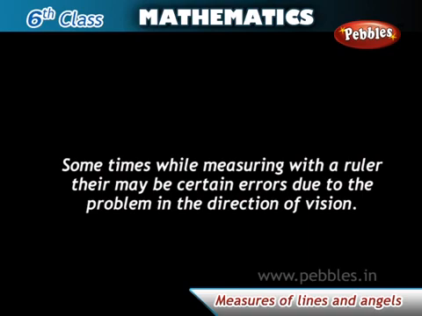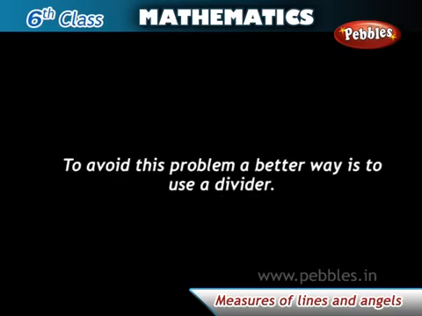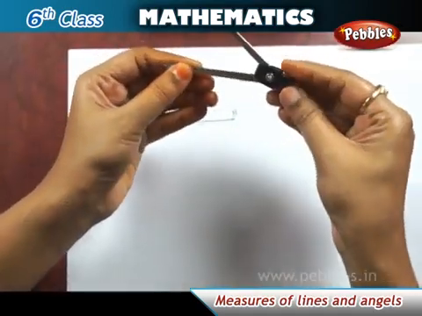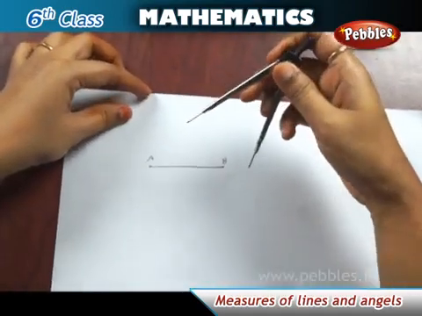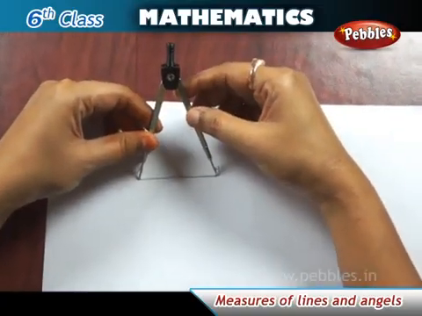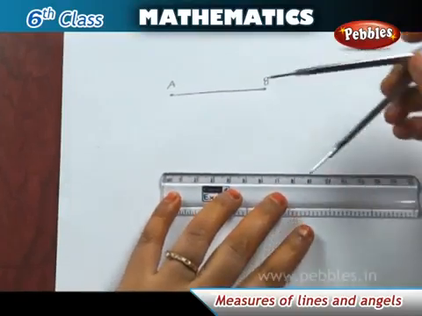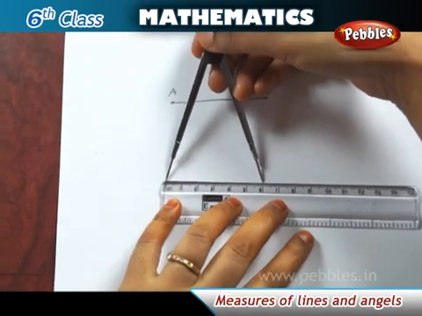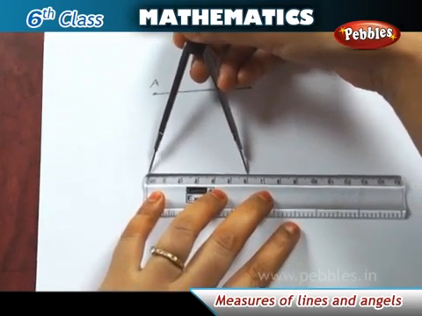Sometimes while measuring with a ruler, there may be certain errors due to the problem in the direction of vision. So to avoid this problem, we have another method to measure a line segment accurately, that is using a divider. Let us see how to do it with a divider. Open the divider, place the end point of one of its arms at A, open it till the end point of the second arm is placed at B. Now lift the divider carefully without disturbing the opening of the divider. Place it on the ruler. Read the marks against each end point.